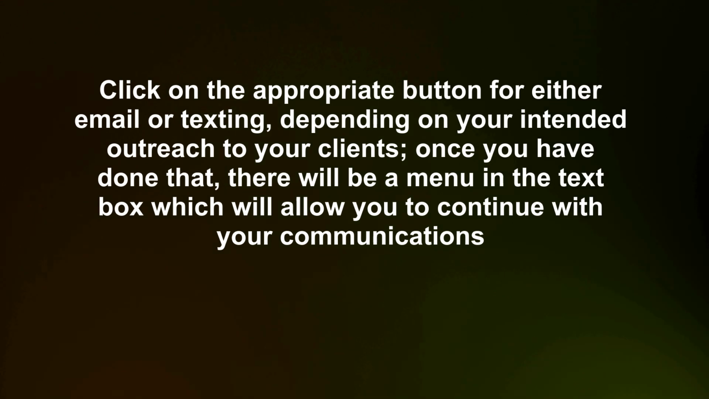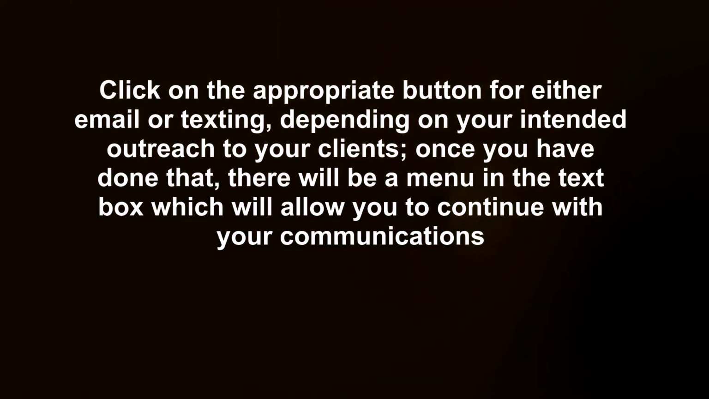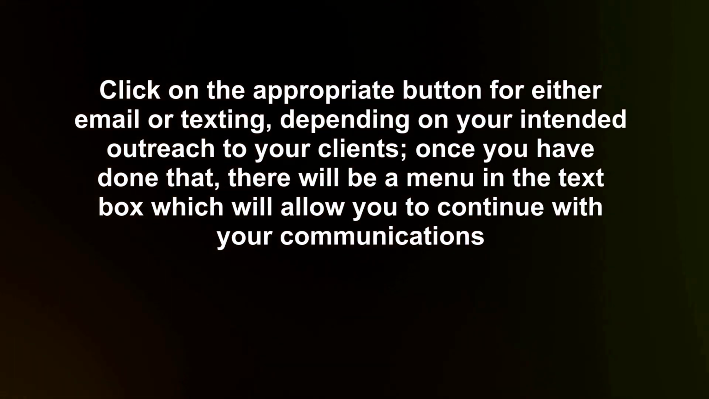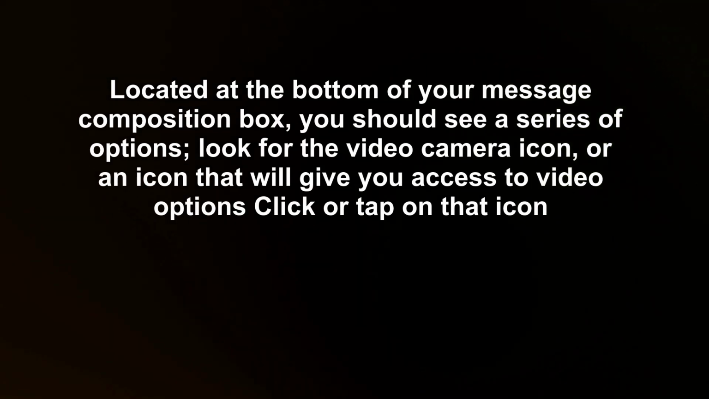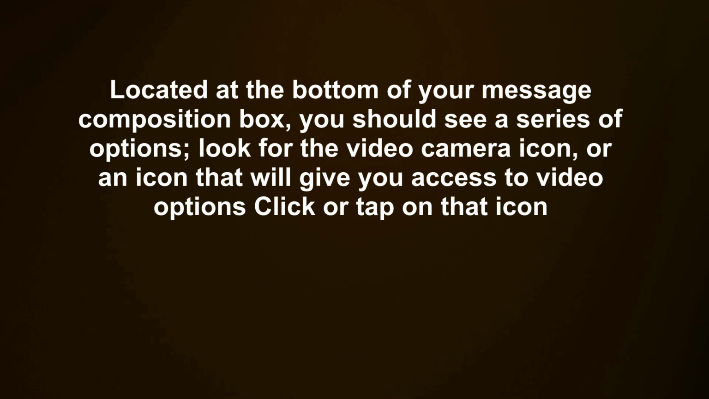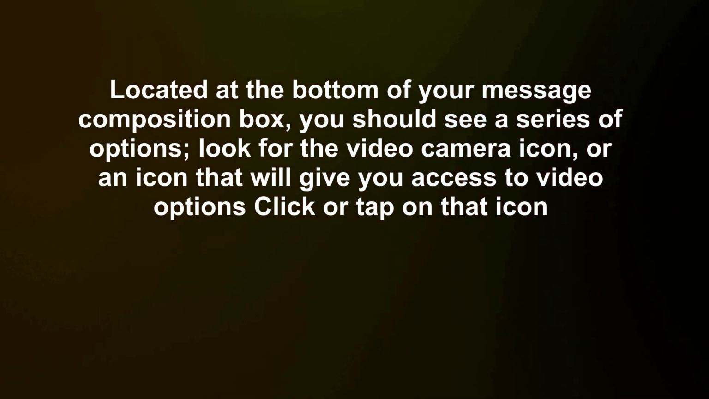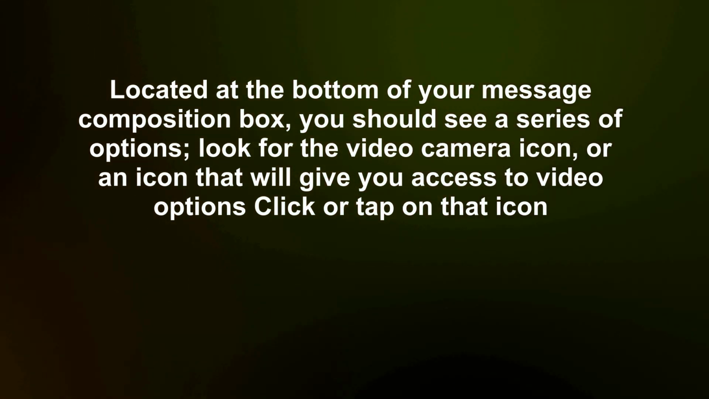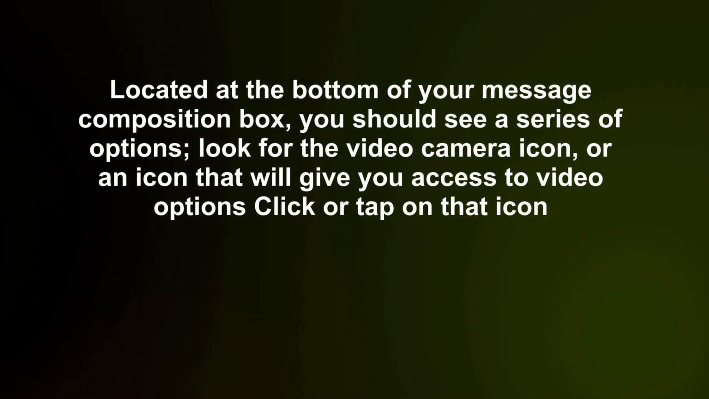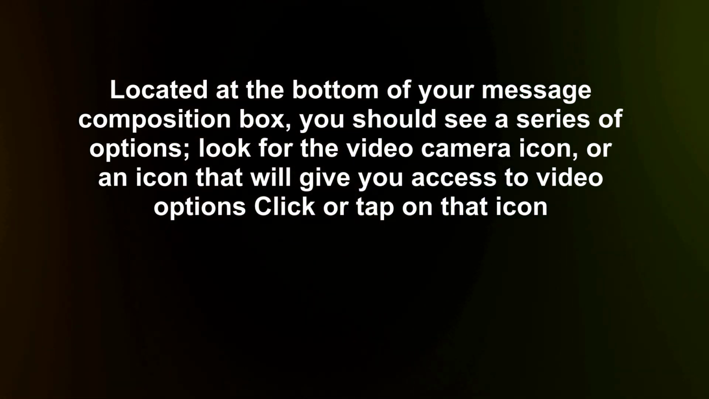Once you have done that, there will be a menu in the text box which will allow you to continue with your communications. Located at the bottom of your message composition box, you should see a series of options. Look for the video camera icon, or an icon that will give you access to video options. Click or tap on that icon.